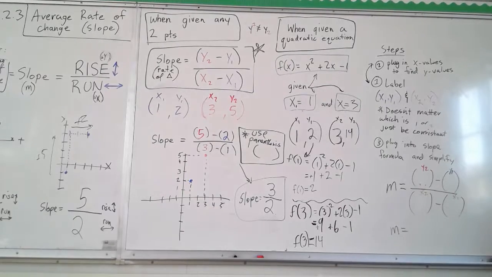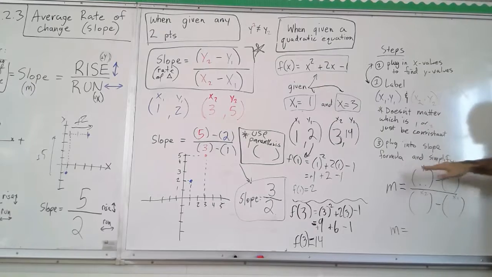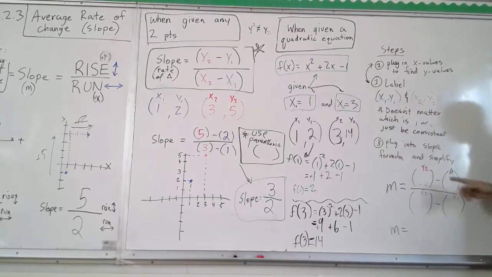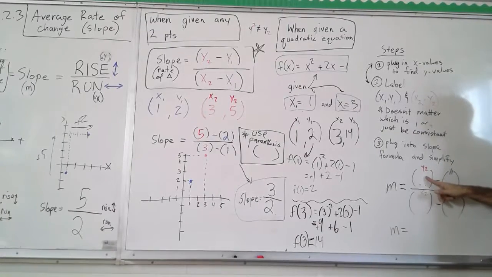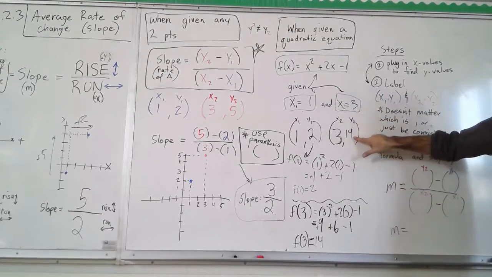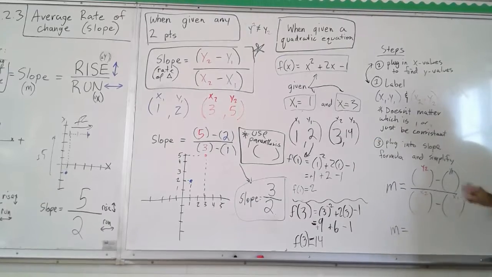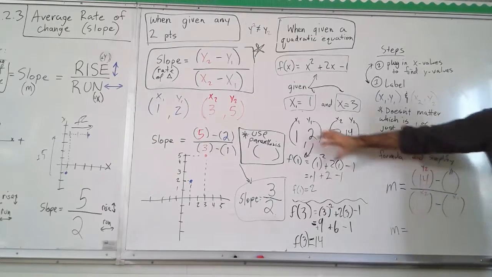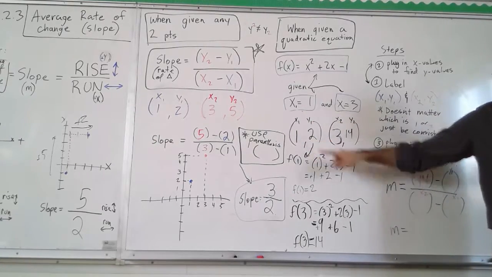Okay. The last step, you're just going to plug into the slope formula and simplify this. So I'm looking for my y sub 2. Where do I find that information for y sub 2? So my group number 2, I just found out that it's 14. So I'm going to put 14. For y sub 1, where do I find that? I find that in group 1. My y sub 1 is 2.